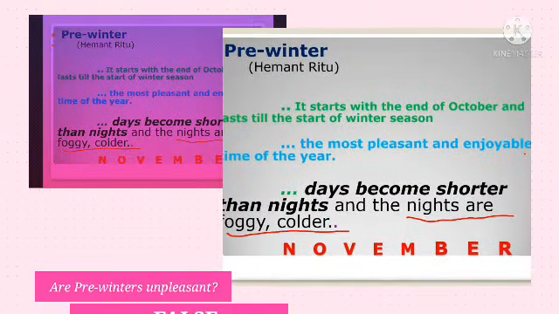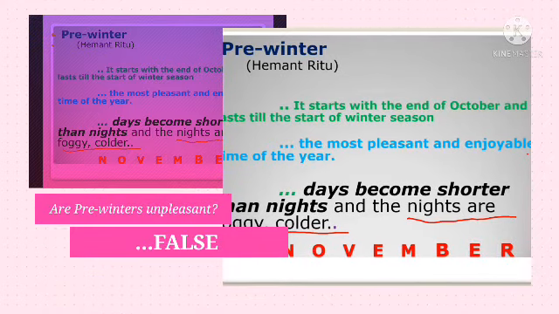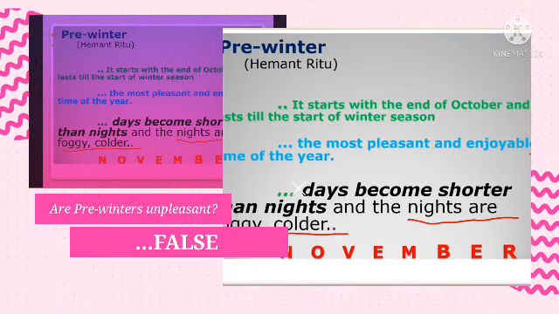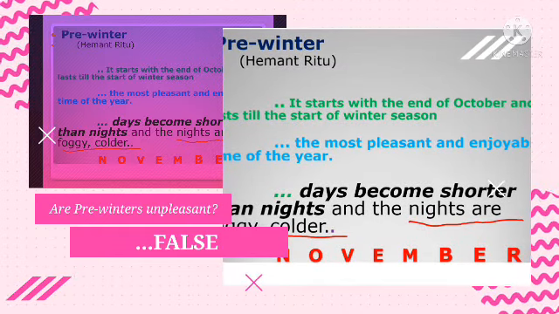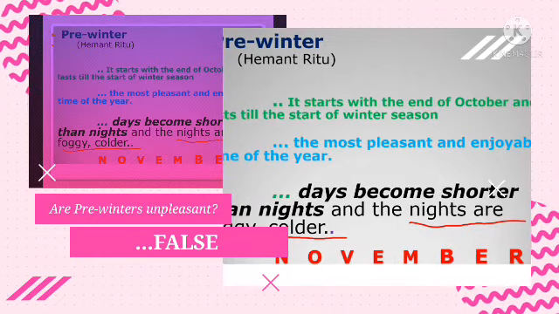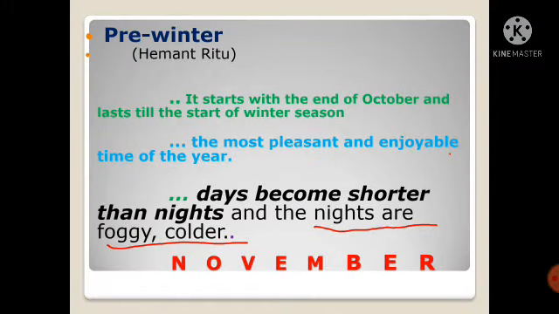Pre-winter, that is November and December, is the most unpleasant and uncomfortable time of the year. True or false? False. Yes, it is the most pleasant and beautiful. And same is the case, of course, as you read about spring season. But in winters also, pre-winters particularly, people like to visit hill stations because they want to see ice and snow there.